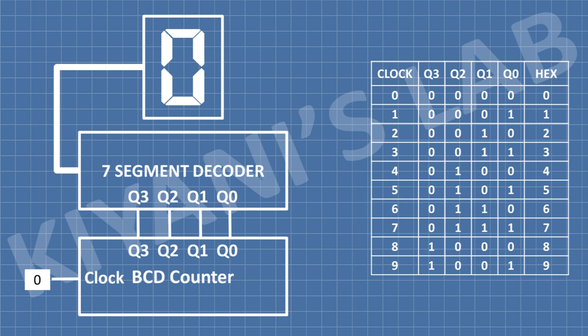Now let's connect the 7 segment decoder to the BCD counter. So this is a BCD counter with a 7 segment decoder. Whenever the BCD counter receives a clock signal, its output is incremented by 1 and the output value is decoded by the 7 segment decoder and displayed on the 7 segment display. So as you can see, this counter can count from 0 to 9.